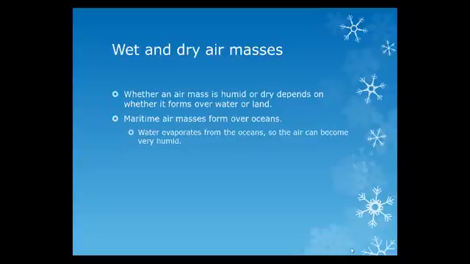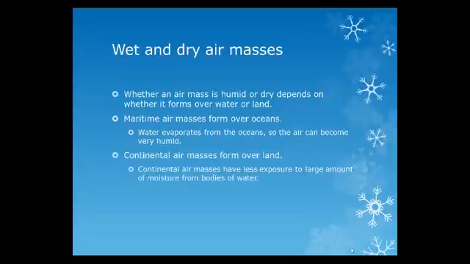As water evaporates from the oceans, it is absorbed by the air that is above it, creating an area or a mass of air that is very humid. Continental air masses form over top of land, and those continental air masses that form over top of land have less exposure to water vapor, and so they do not have a very large amount of moisture inside of them. So continental air masses are drier than maritime air masses.